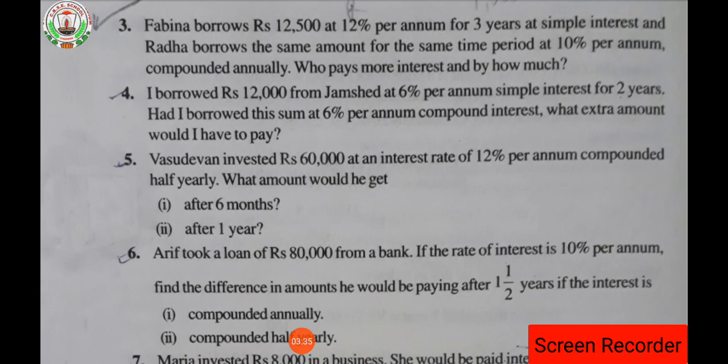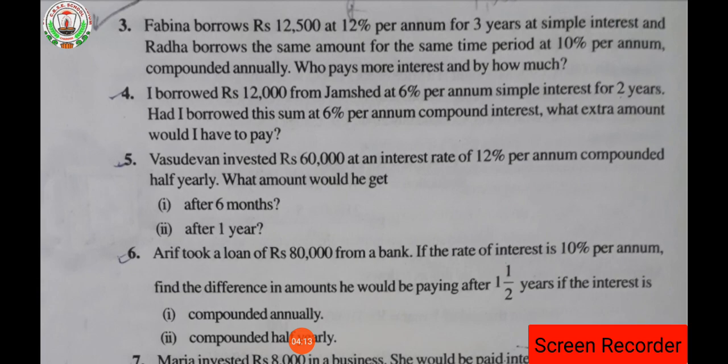That means if I take 12,000 from Jamshed at the rate of 6% for 2 years, either I pay simple interest at 6% for 2 years, or I pay compound interest at 6% per annum for 2 years. So we have to find the simple interest as well as the compound interest, then only can we compare both the amounts and solve the question.